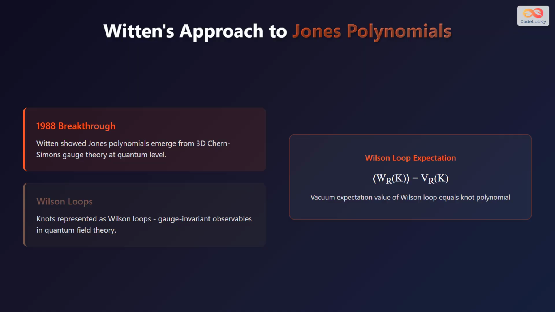Witten's 1988 breakthrough demonstrated that Jones polynomials emerge from three-dimensional Chern-Simons gauge theory at a quantum level. In this approach, knots are represented as Wilson loops. These Wilson loops are gauge invariant observables in quantum field theory. The Wilson loop expectation is expressed as follows: ⟨W_R(K)⟩ equals V_R(K). This means that the vacuum expectation value of the Wilson loop equals the knot polynomial.